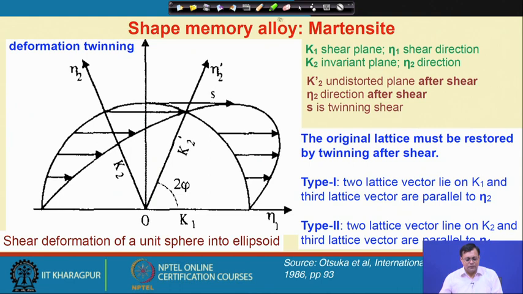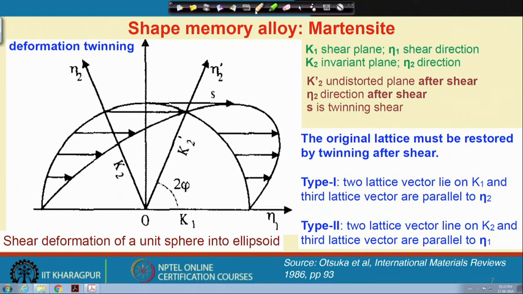Now, it is for sure we also have to understand, when we talk about giving some shear, how this shear is accommodated in martensite. Using some schematic models, several scientists have tried to understand this, and it is very important information. Let us first assume that we have a sphere, which is shown here with this blue color. Okay. So, we are talking about a shear deformation of a unit sphere, okay.